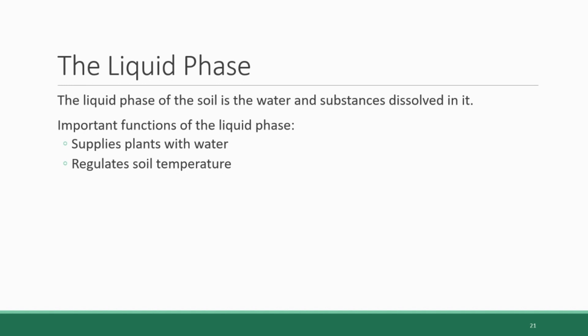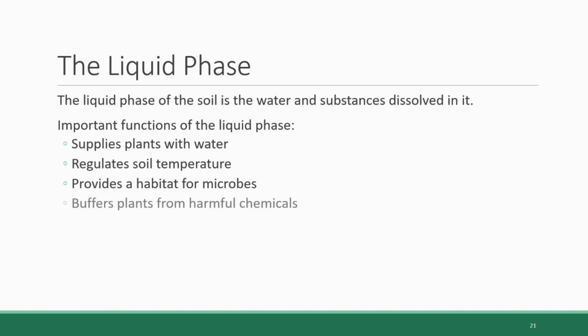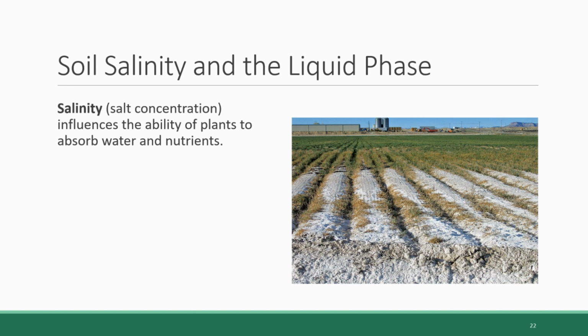You may remember back from chapter 2, we talked about water has this unique quality of being able to maintain stable temperatures. It provides a habitat for microscopic organisms in the soil. It buffers plants from exposure to harmful chemicals, and it serves to transport nutrients through the soil as a medium. So water is very, very important.